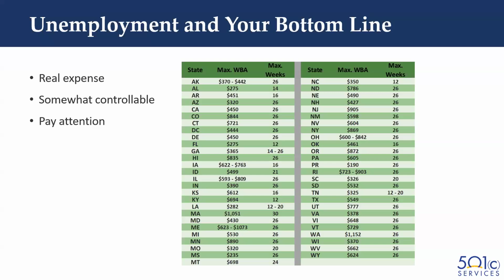Like, look at the state of Washington. Right now, the maximum liability or the maximum claim benefit amount for high wage earners in that state is $1,152 per week. So one claim could cost you almost $30,000. This is why it is important to pay attention to your unemployment and to manage it as best as you can.